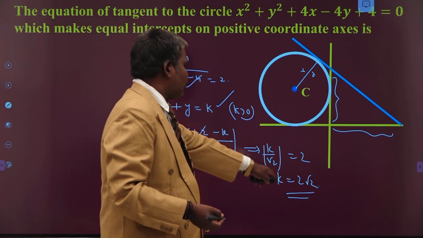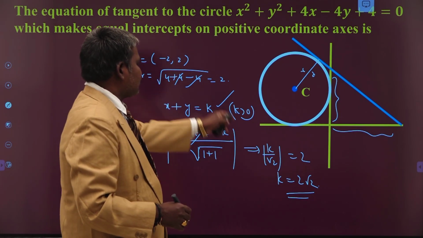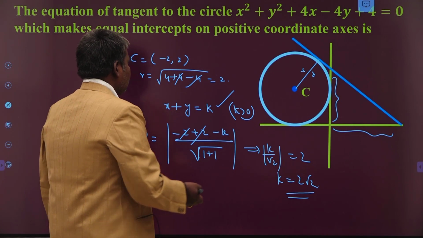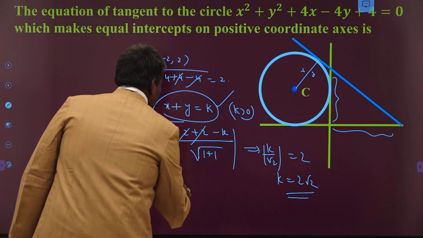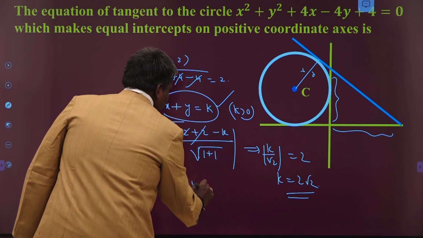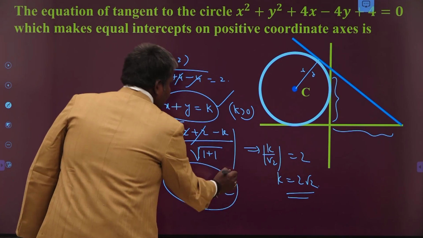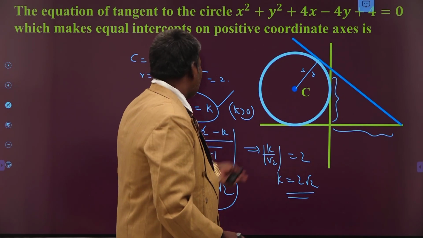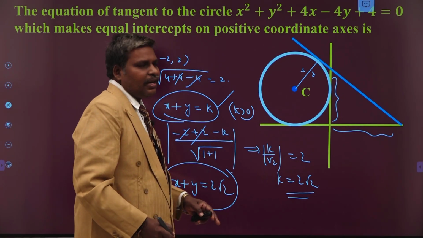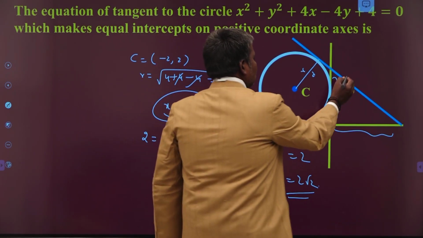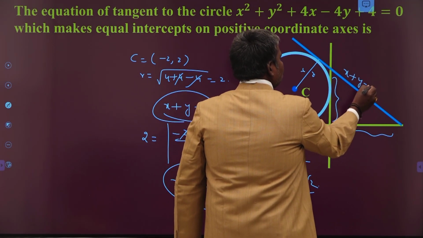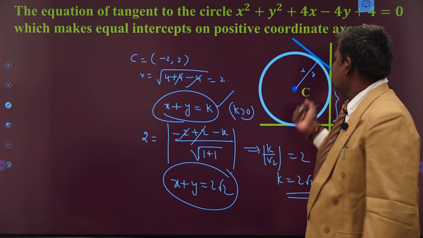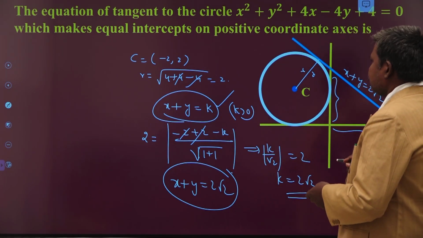K greater than 0, I am going to take positive. If they are not mentioned, the k value may be plus or minus 2 root 2. So, after getting 2 root 2, just substitute here itself, and we get the equation of tangent. X plus y equal to 2 root 2 is the equation of the circle that makes equal intercepts with the coordinate axis. The intercept here is 2 root 2. X plus y is equal to 2 root 2. Okay, this is the way to solve this problem.